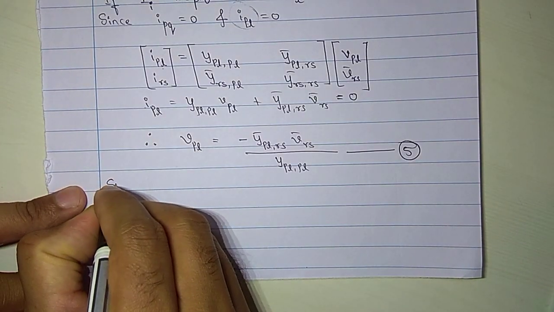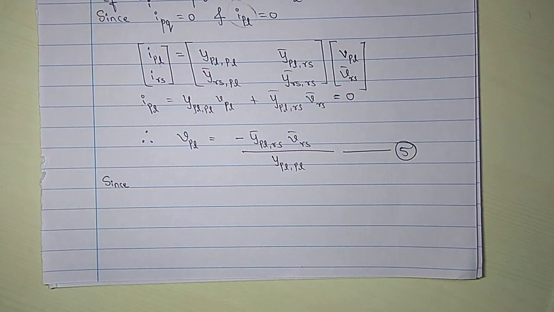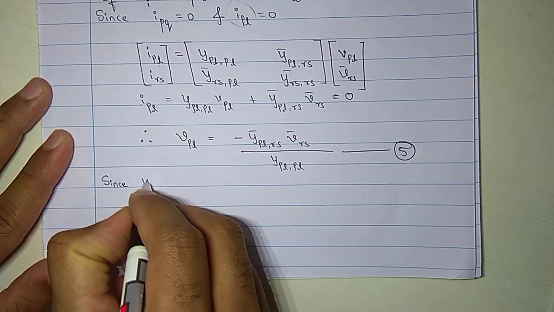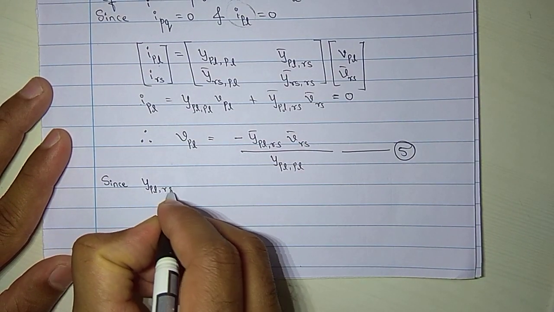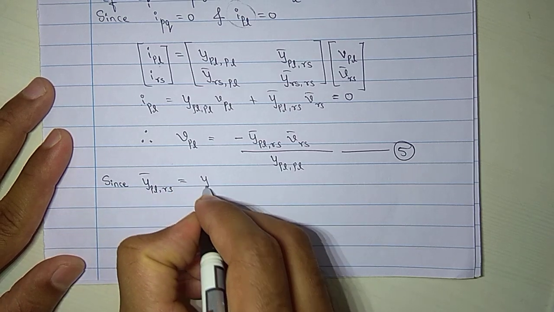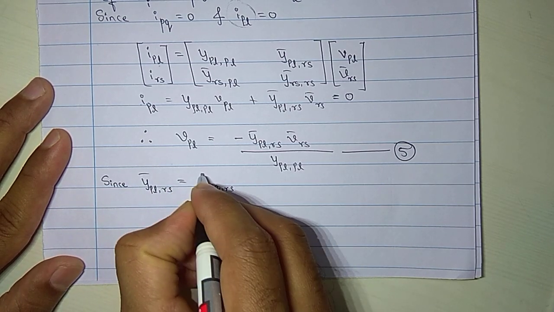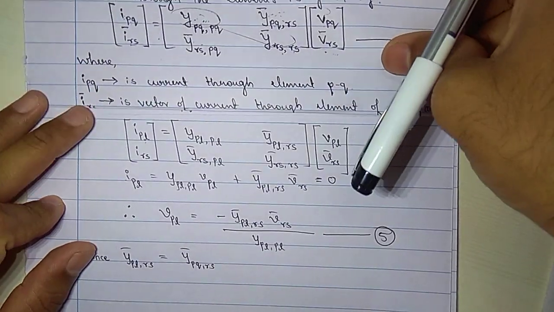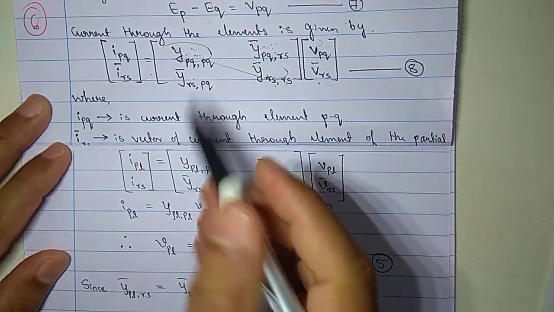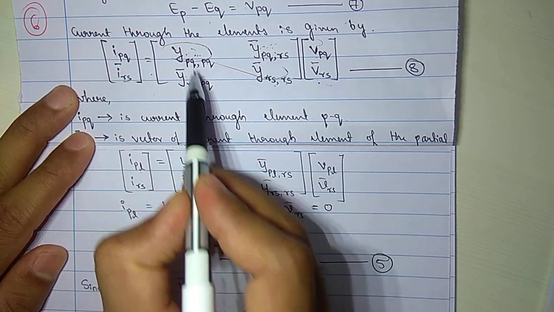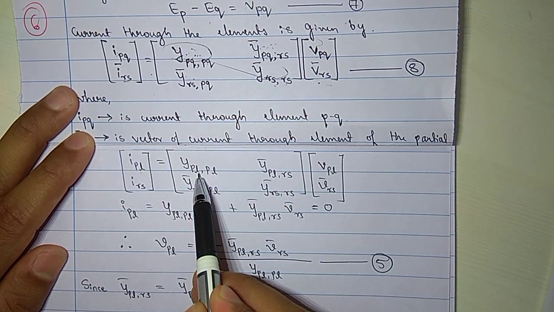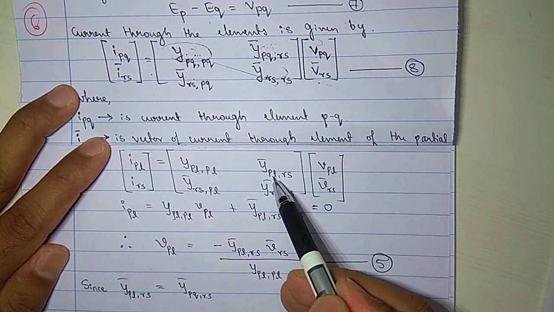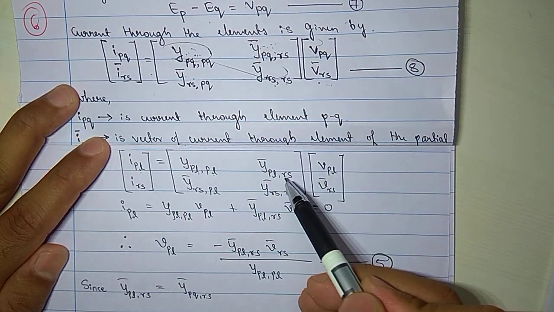Since YPL,RS is equal to YPQ,RS, because just PQ is replaced by PL. Look here, PQ is replaced by PL, and RS remains as it is.